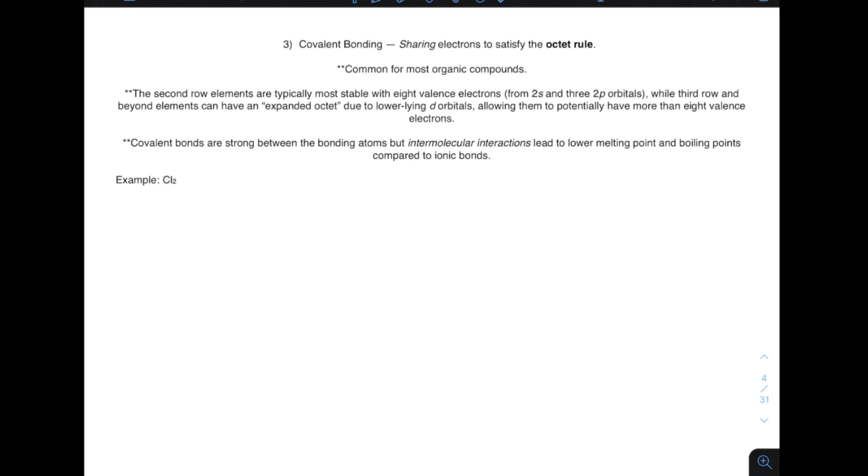Covalent bonds typically are strong between the bonding atoms, but intermolecular forces between them lead to lower melting points and boiling points compared to ionic bonds. We'll be talking about that a little bit more next chapter, but just something to keep in mind.